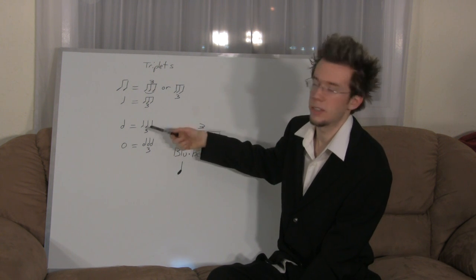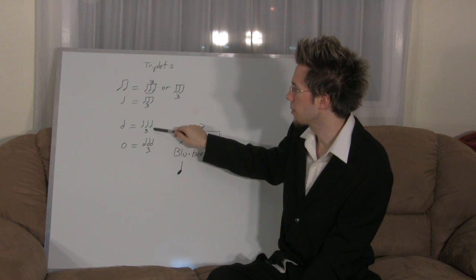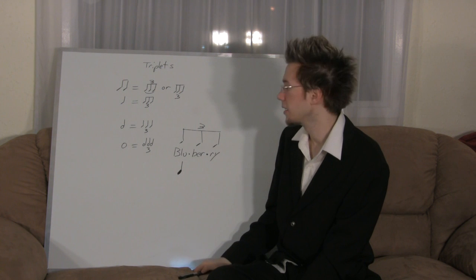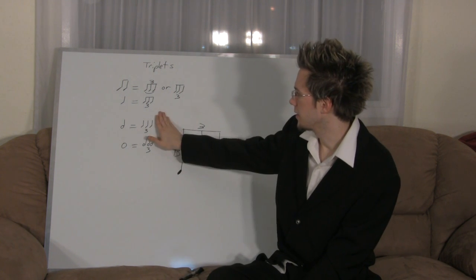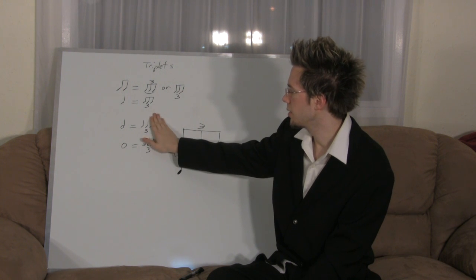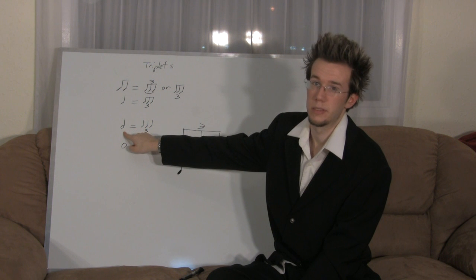Now, for further examples, you could have 3 quarter notes, and then the 3 quarter notes would equal the 1 half note. Now, how do we get that? Well, again, it's 3, but it's actually only worth 2. So 2 quarter notes equals a half note.